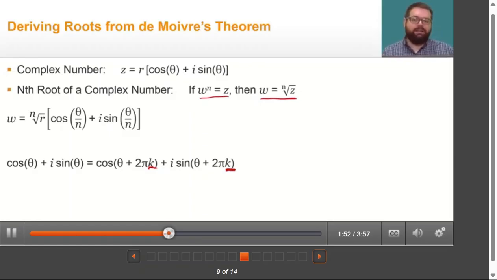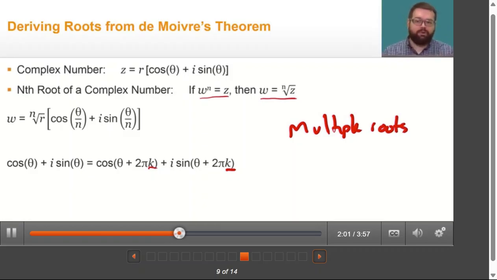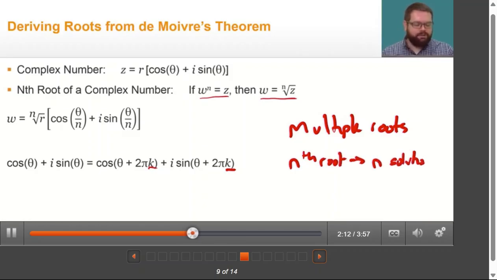This property leads to the conclusion that there are multiple roots for any given complex number. 2 square roots, 3 cube roots, 4 fourth roots, and so on. In general, when determining the nth root of a complex number, there will be n solutions to that problem.